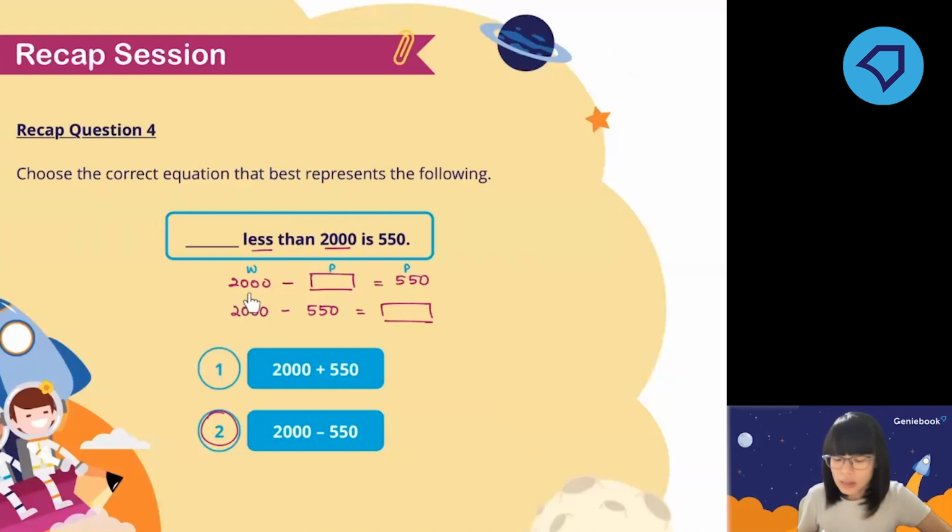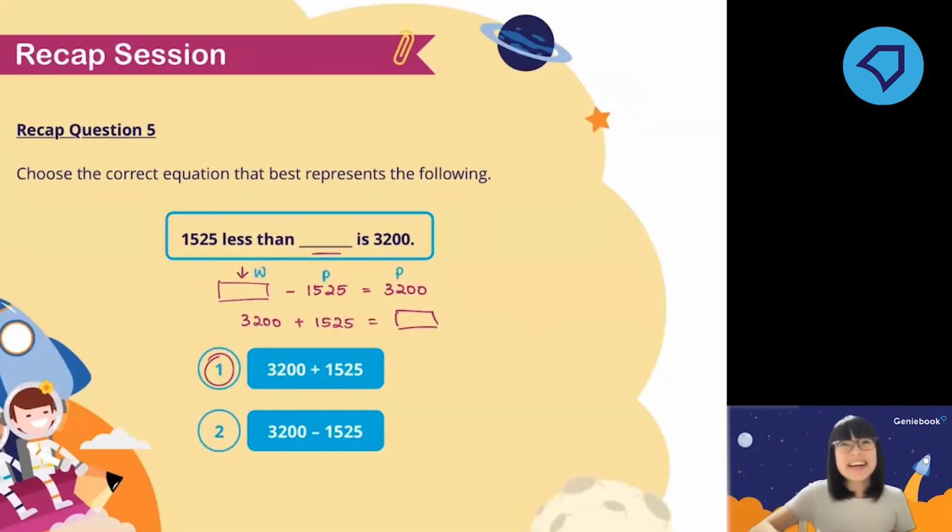Can I take 2,000 minus 2,550? Can you take a smaller number minus a bigger number? You cannot. So chances are this will not be the correct answer. Okay, so always double check. Okay, guys. All right. Any questions so far?